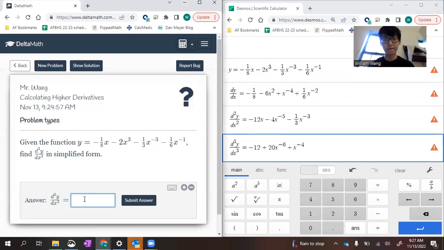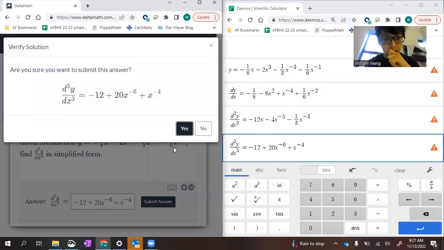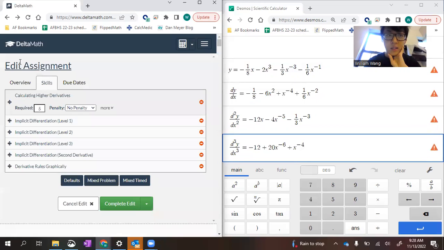That should be right. Okay, negative 12 plus 20x to the negative 6 plus x to the negative 4th. Yes, that looks right. Cool, there's our third derivative. All right, hopefully that makes sense. So that's how you do the calculating higher derivatives problems.